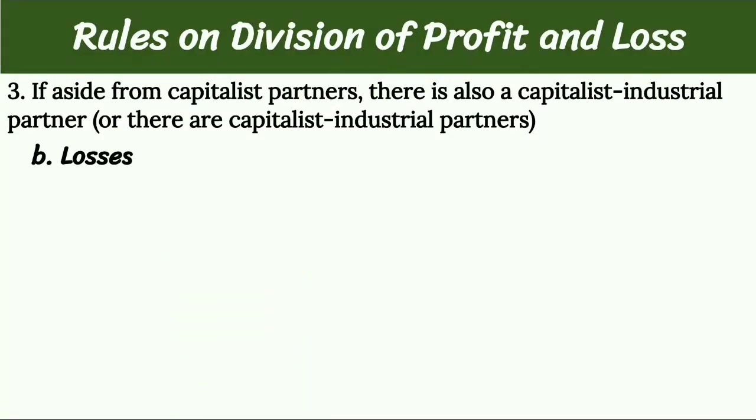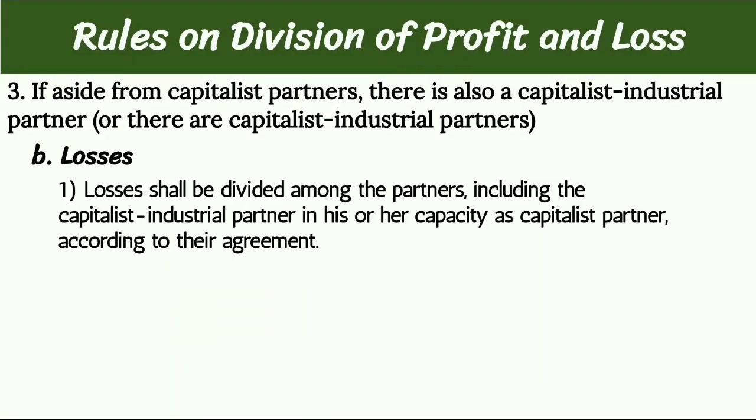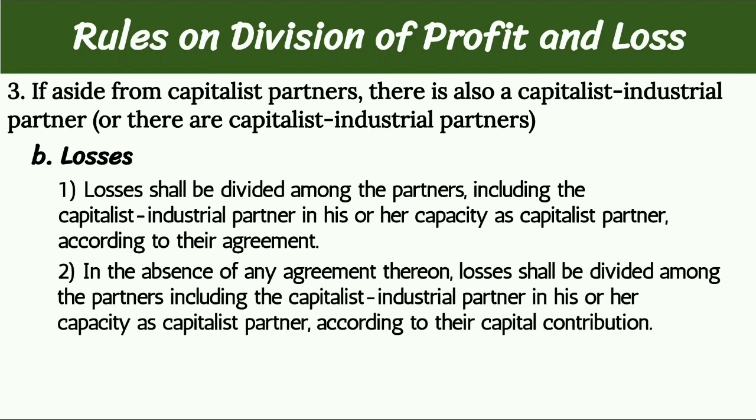What if merong loss? If there are losses, the losses shall be divided among the partners, including the capitalist industrial partner in his or her capacity as capitalist partner according to their agreement. If merong agreement, then yun yung masusunod. In the absence of any agreement thereon, losses shall be divided among the partners, including the capitalist industrial partner in his or her capacity as capitalist partner according to their capital contribution.